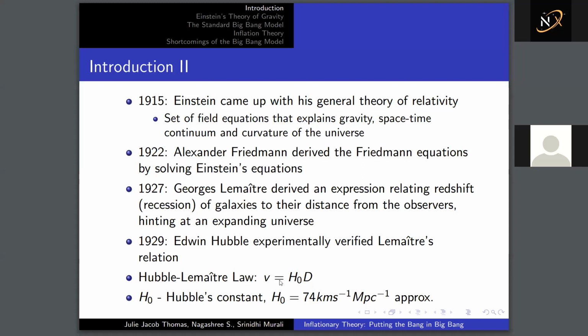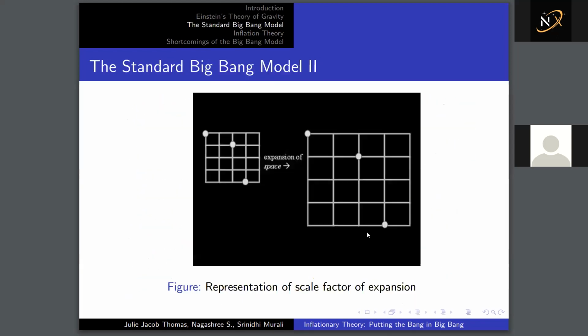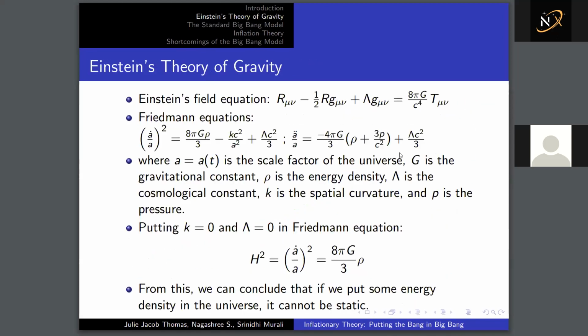V equals H naught d, where v is the velocity of the galaxies that are moving away from us, d is the distance of separation, and H naught is Hubble's constant. Now, this Hubble's constant is given by 74 kilometers per second per megaparsec. You could understand it in this way: the universe is expanding 74 kilometers per second faster with every increasing megaparsec of distance. So again, this shows that the universe is expanding. Okay, so coming back to this.